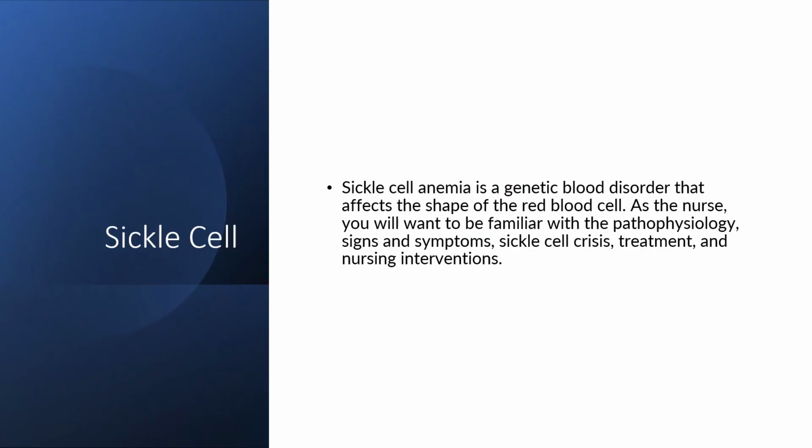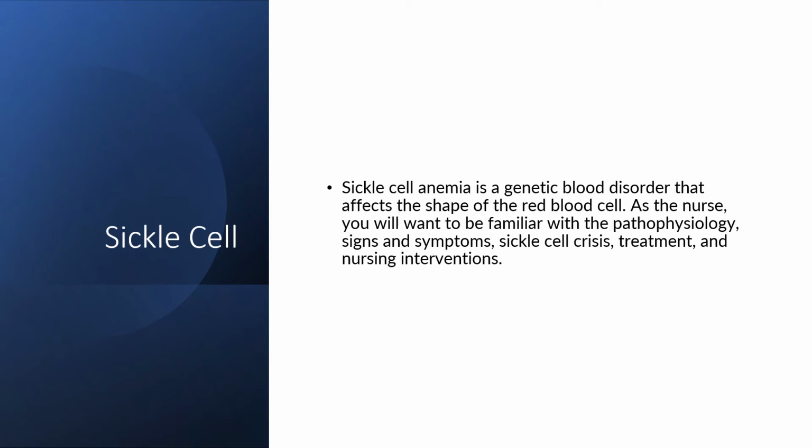Sickle cell anemia is a genetic blood disorder that affects the shape of the red blood cells. As the nurse, you will want to be familiar with the pathophysiology, the signs and symptoms, the sickle cell crisis, the treatment, and nursing interventions. Remember, nursing interventions includes assessment and therapeutic actions, which are independent and dependent actions. Dependent warrants the doctor to write the order. And independent is something that the nurse does to help fix or alleviate the cause.